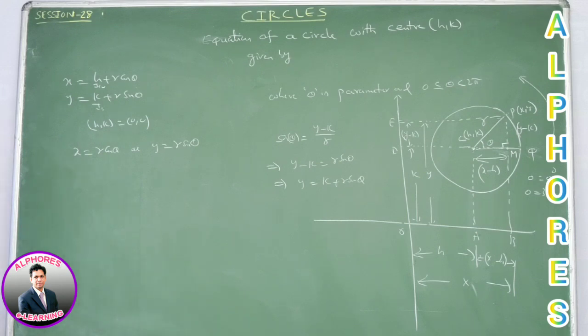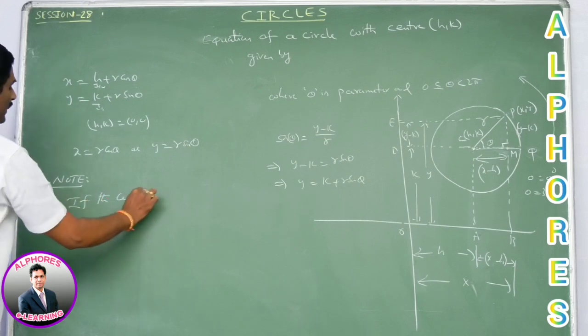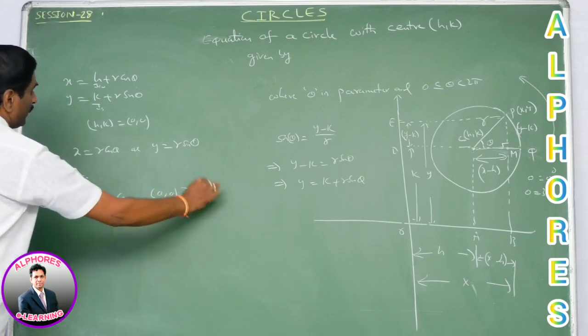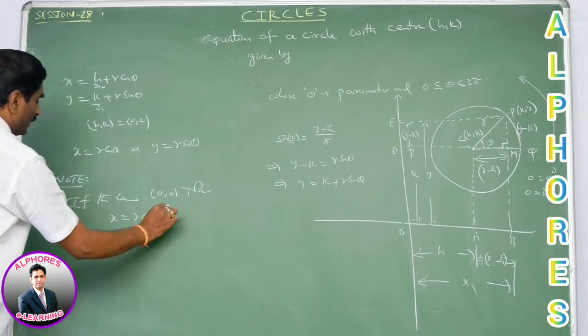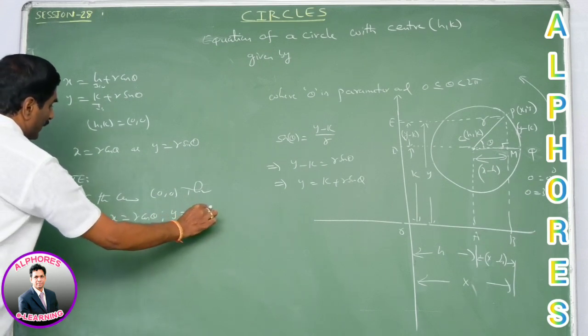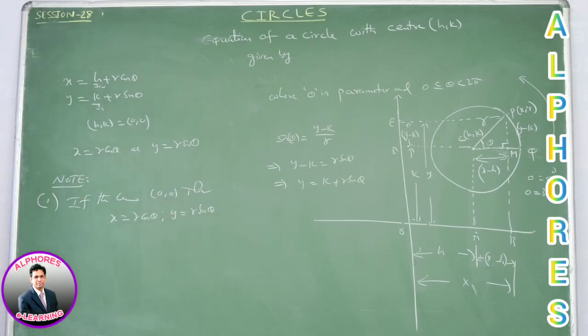Okay. Please note this point. Note: if the center of the circle is 0 comma 0, then the equation of the circle in parametric form is x is equal to r cos theta and y is equal to r sin theta, where theta is the parameter and 0 less than or equal to theta less than 2 pi.